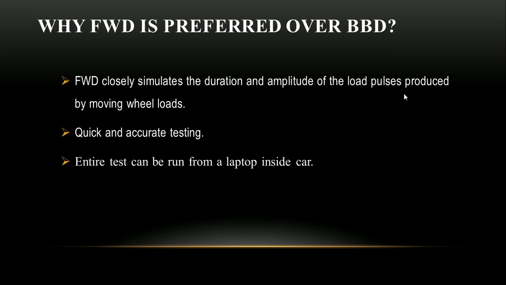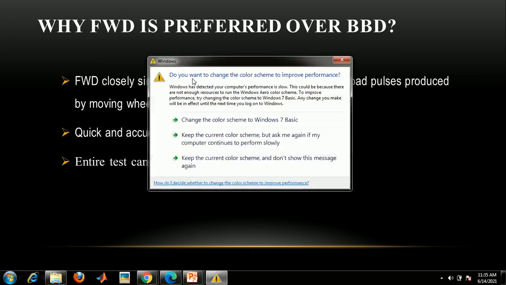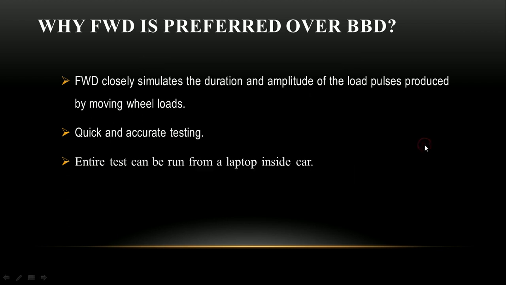So why are we going to prefer the falling weight deflectometer instead of the Benkelman beam? We have some comparison between FWD and BBD. If you recall, in the Benkelman beam method we have the truck load there, the Benkelman beam is required, and manually we have to enter the readings and calculate here.